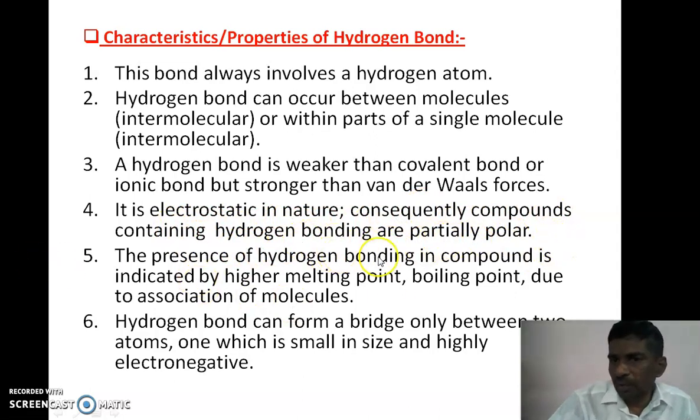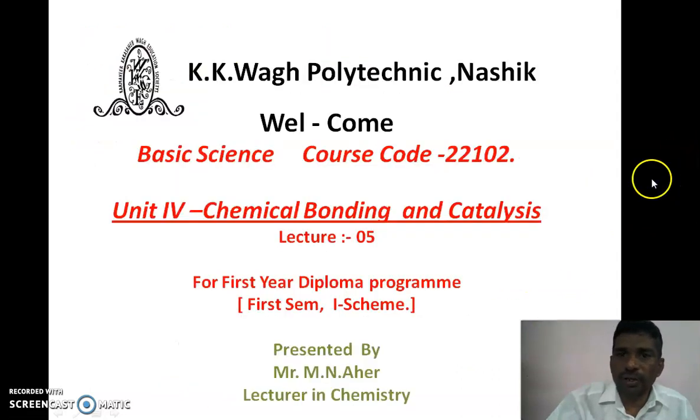The presence of hydrogen bonding in a compound is indicated by higher melting point and boiling point due to association of molecules. A hydrogen bond can form a bridge only between two atoms that are smaller in size and highly electronegative. These are the characteristics or properties of hydrogen bonding.